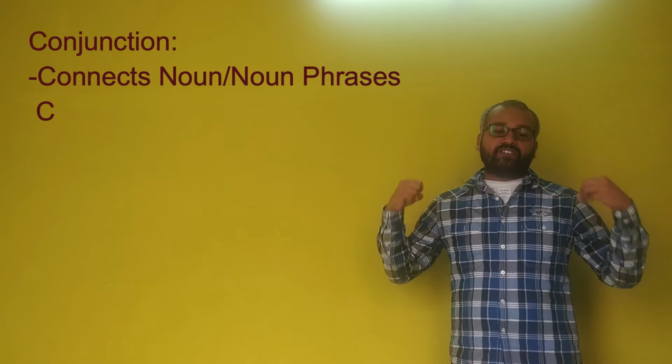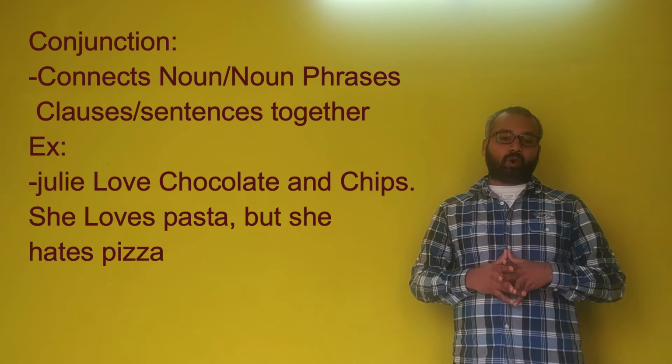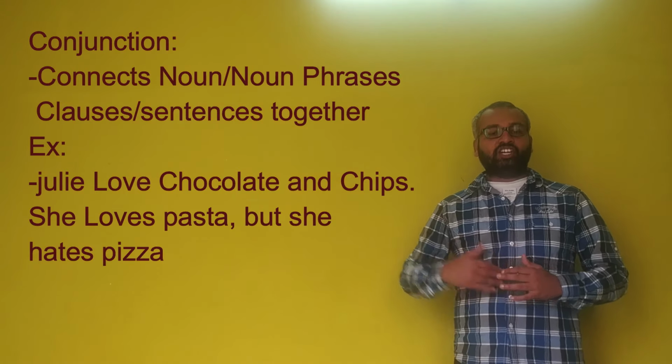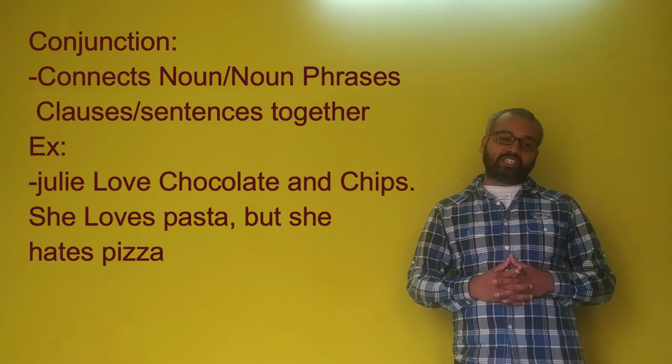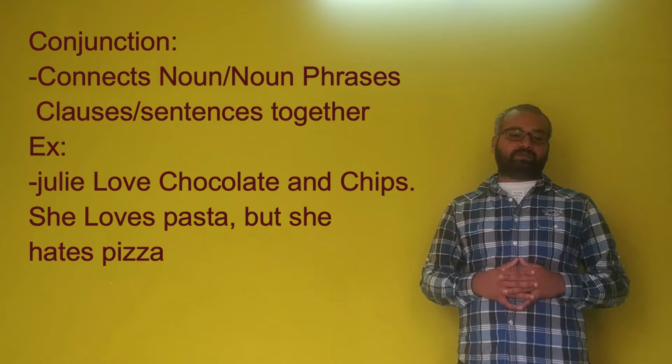Conjunction. A conjunction connects noun phrases, clauses or sentences together. Example: Julie loves chocolate and chips, and she loves pasta but she hates pizza. So here, but and and, we consider as conjunctions.